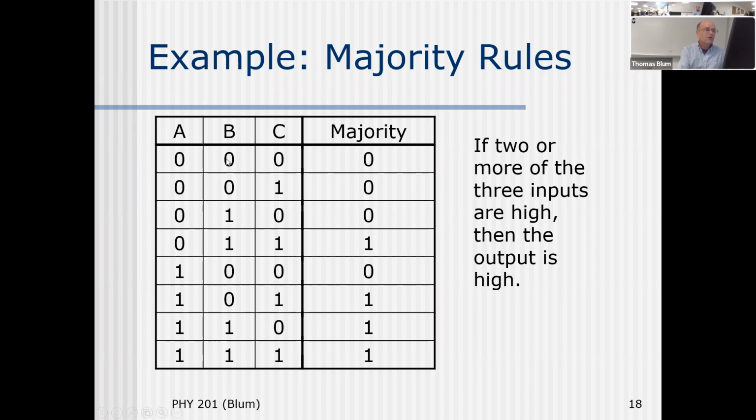The A, B, and C part is always the same. Those are just all the possibilities. But this part over here, the outputs, can be different for different scenarios. There are 8 outputs. The outputs can be high or low. So there are 2 to the 8 possible scenarios. This is one of them.